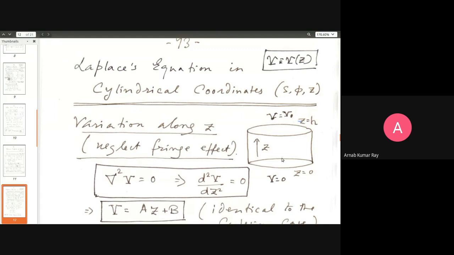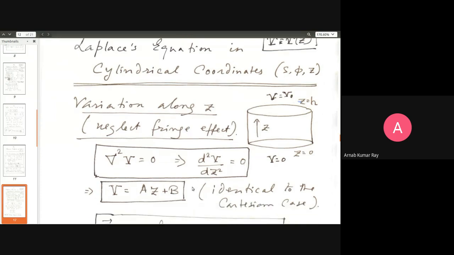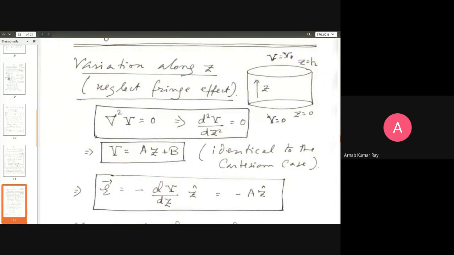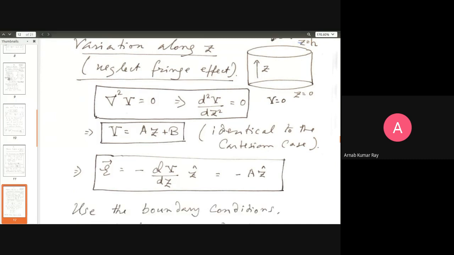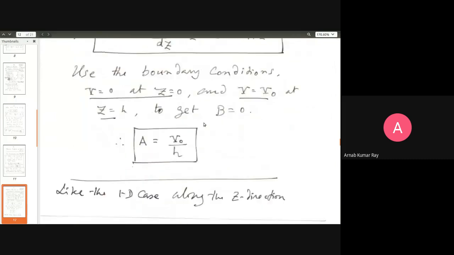Here, in cylindrical coordinates, the first thing that we have seen is that, just as in the Cartesian coordinate system, the solution of Laplace's equation along the z direction is also the equation of a straight line. Okay.